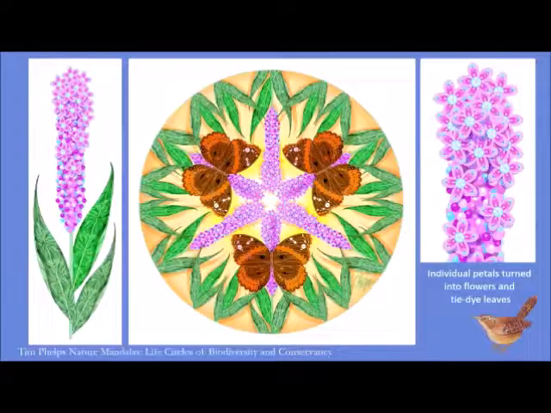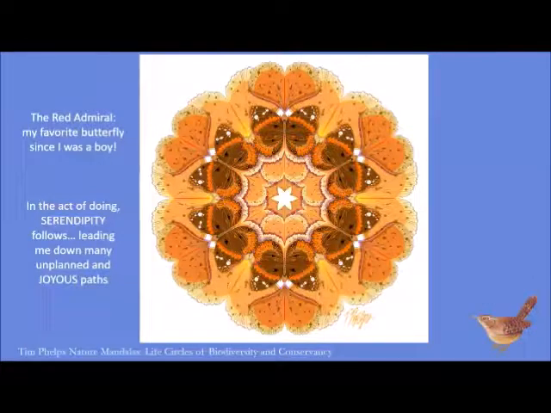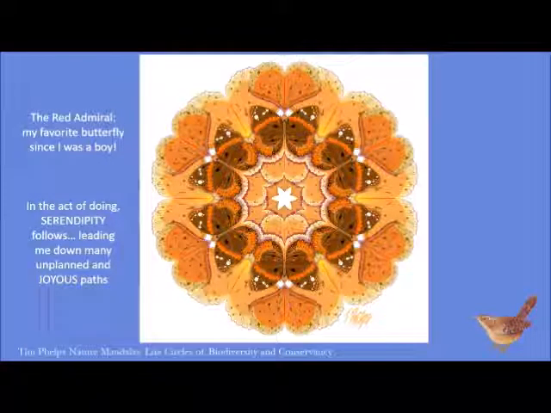And then I've placed it here on a butterfly bush. And you'll notice too that the flowers on the right-hand side, all those individual petals were made as single petals. I created the flowers and then put them all together and copied and pasted them into the kind of the stalk of the butterfly bush, and also used tie-dye for the leaves. And the red admiral butterfly has always been my favorite since I was a kid. So in the act of doing, serendipity follows, leading me down many unplanned and joyous paths.